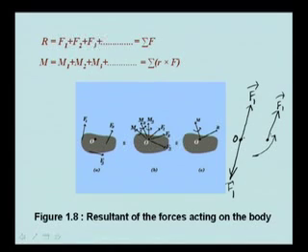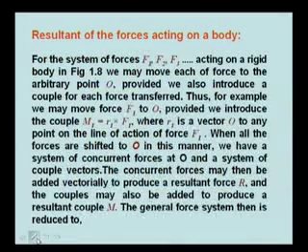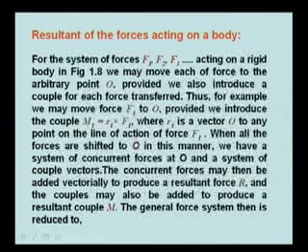So, the net effect is that you have another force whose line of action now passes through O instead of this point, say A. At the same time, there is a couple acting here, because of these forces. In this way we can transfer all the forces to this one point O. Then we have a system of concurrent forces at O and a system of couple vectors.